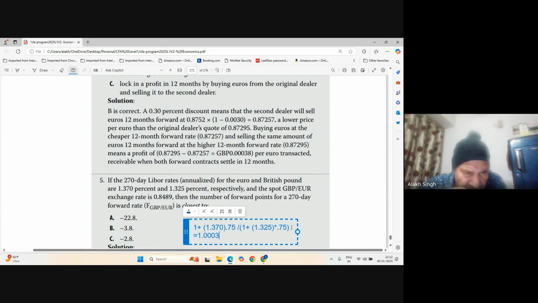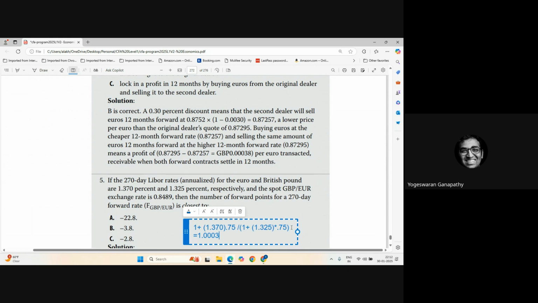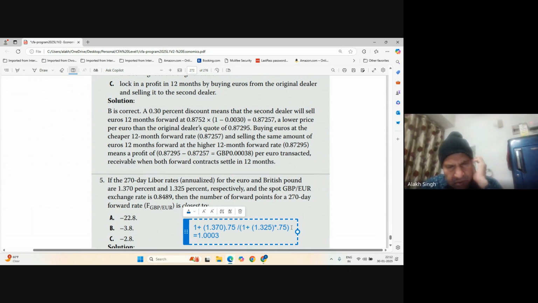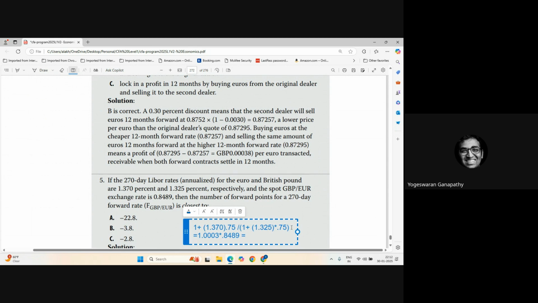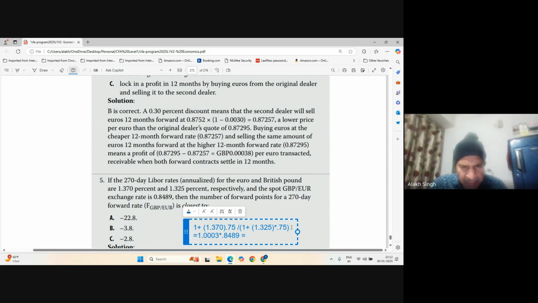No, so into 0.8489, yes. And then multiply by 10,000. Yes. So this times 0.8489, which is equal to how much? So then divide by 10,000, sir. Divided by, multiply by 10,000. 1 point divided by 10,000.